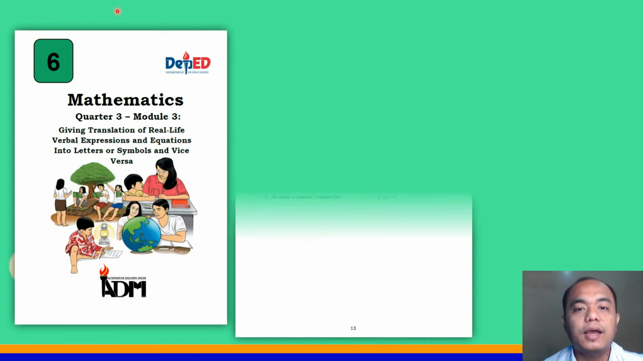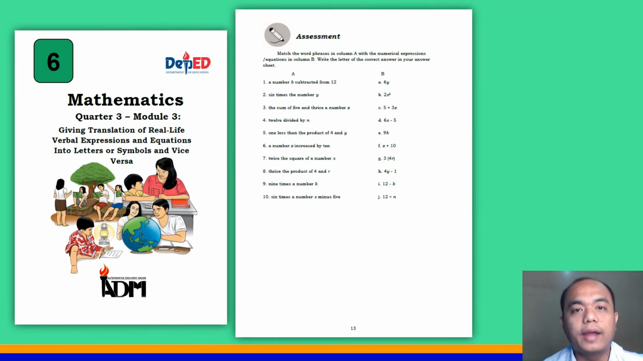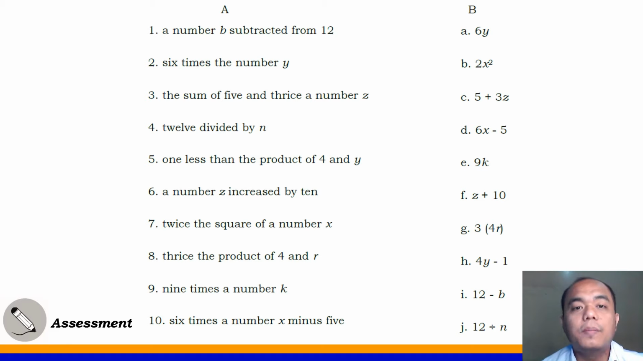So let's have the assessment of your Module 3 Lesson 1. Direction: match the word phrase in column A with the numerical expression or equation in column B. Write the letter of the correct answer in your answer sheet. So I'll give you 3 minutes to finish this activity. Okay, you may write your answer in any piece of paper. Write the letter only. And your time starts now.